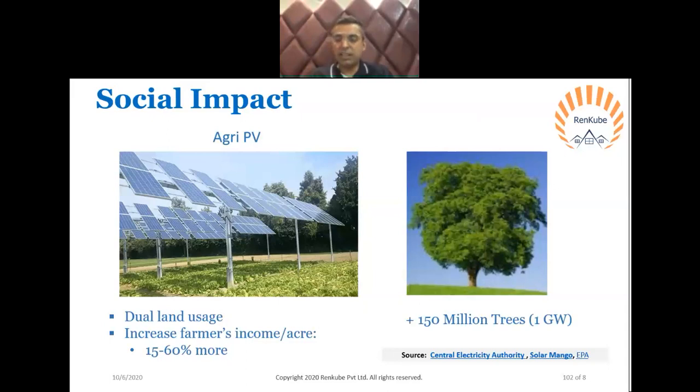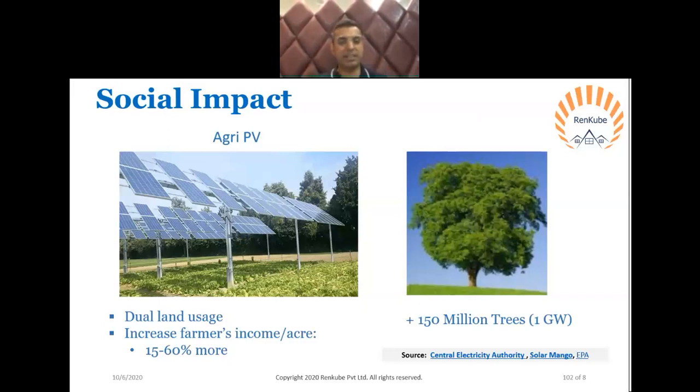So our panels are very well suitable for agri-photovoltaic use case, primarily due to the unique design of the panel and the way the cells are arranged. There is more penetration of light for crop growth underneath the panel, unlike the traditional panel, which hinders sunlight considerably. So we offer dual land usage.